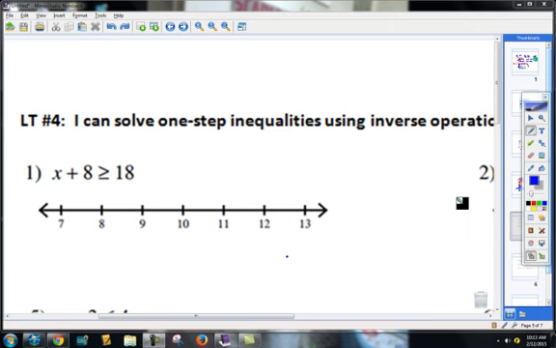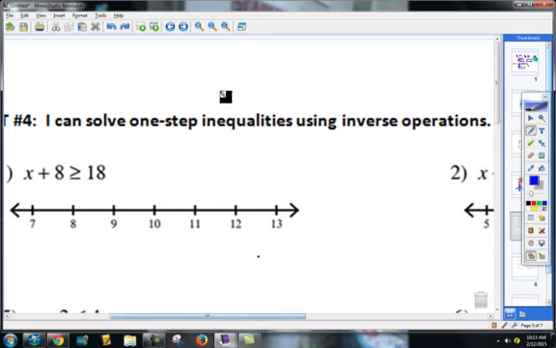All right, so now we'll do learning target number 4. As we read this learning target: I can solve one-step inequalities using inverse operations. If you think back, and hopefully you remember, in learning target number 1, does anybody remember what it said? It said I can solve one-step what? Equations, right? I can solve one-step equations.